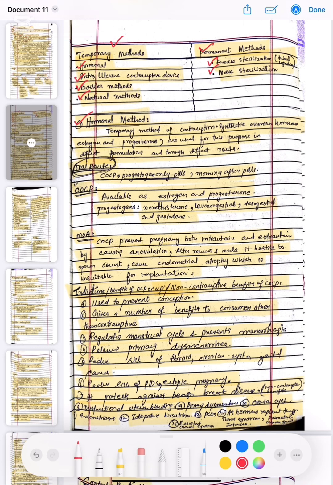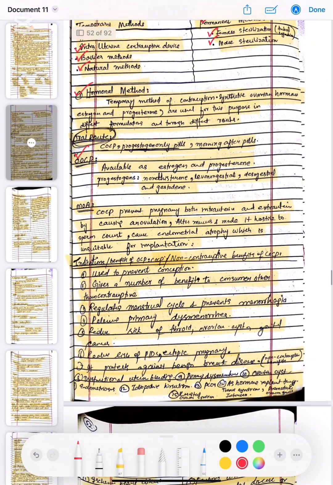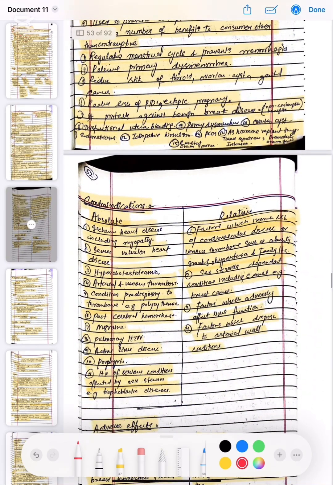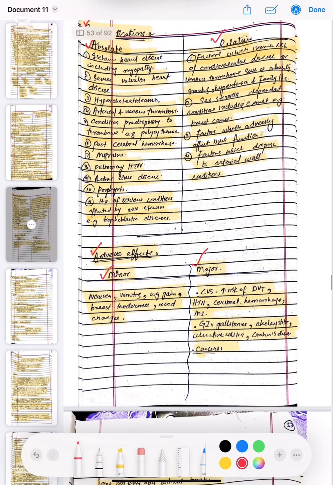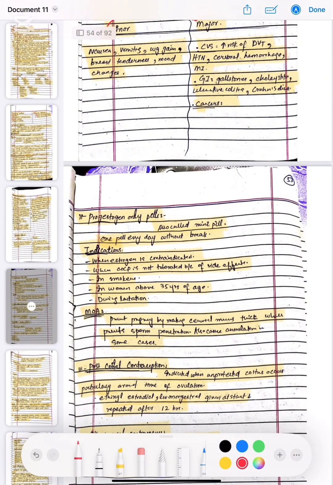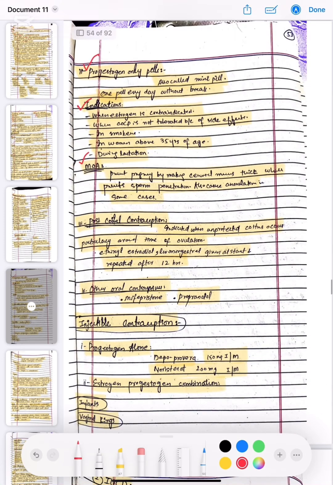In hormonal methods we have the combined oral contraceptive pills. We discussed the mechanism of action of this pill, then the indications or benefits and the non-contraceptive benefits of the combined oral contraceptive pills. Then we discussed the contraindications, both absolute and relative, and the adverse effects, which are minor and major. Then we discussed the second hormonal pill, the progesterone only pill, its indications and mechanism of action, and the postcoital contraceptive pills and other oral contraceptives.